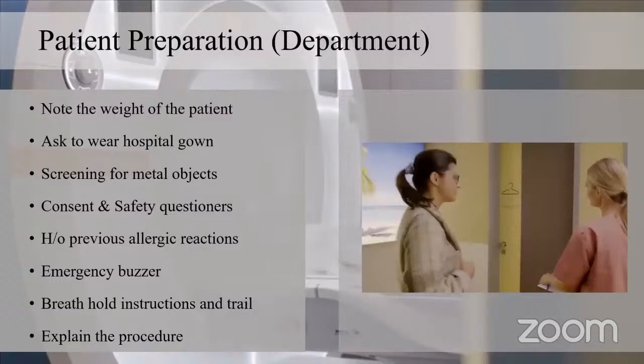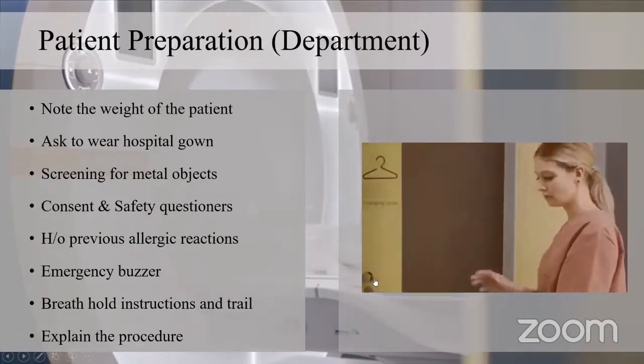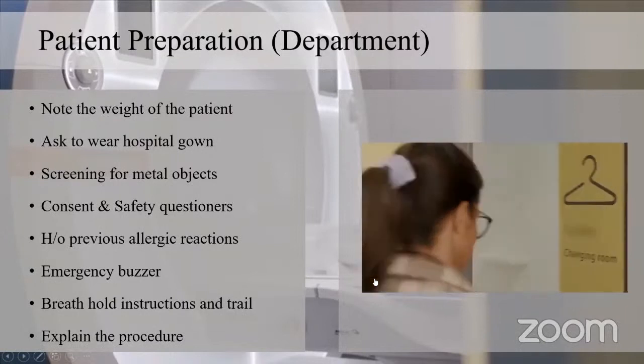Patient preparation in the department. Here, we'll weigh the patient. We have to check the weight of the patient, and that has to be entered for the calculation of SAR. So we'll enter the weight into the system, and the system will calculate this. Next, we'll ask the patient to wear a hospital gown. The patient has to change into the hospital gown, so we'll head the patient to the changing room.